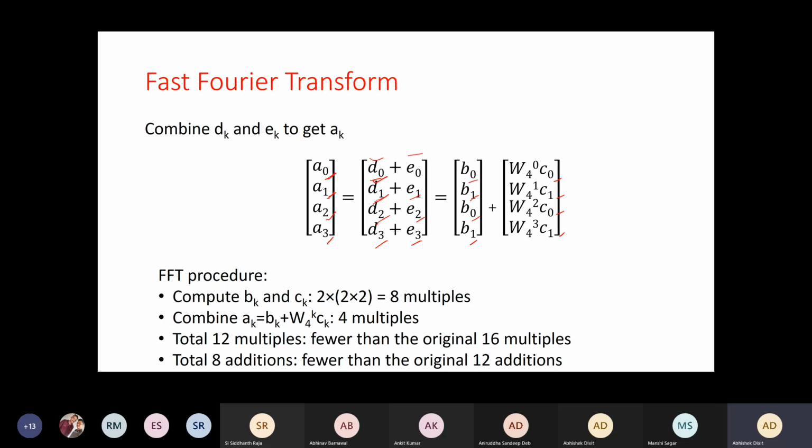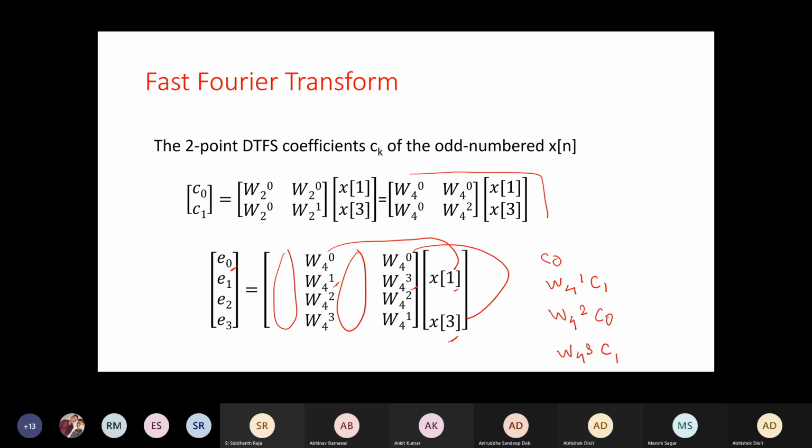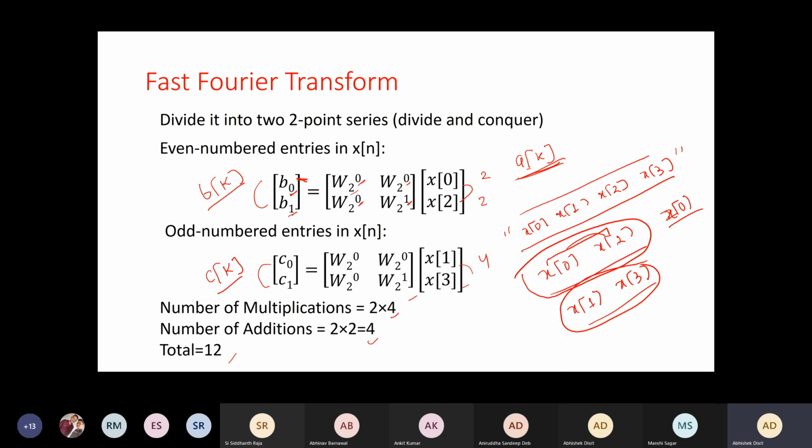Okay. Now let us compute the total number of terms in calculation of this. How many multiplications are required if I calculate A case by using this strategy? First of all, you require some multiplications to calculate B case and C case. How many multiplications did we calculate? Let us see that. Yeah, total number of multiplications, 8.